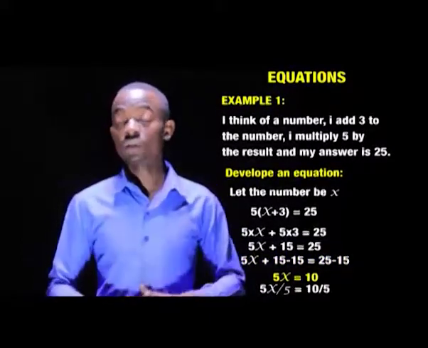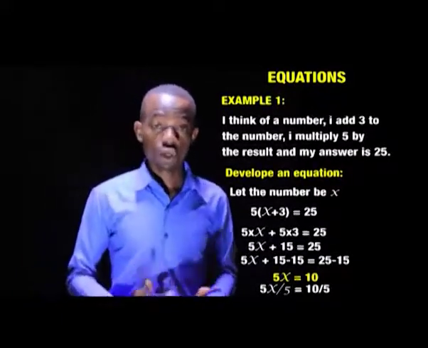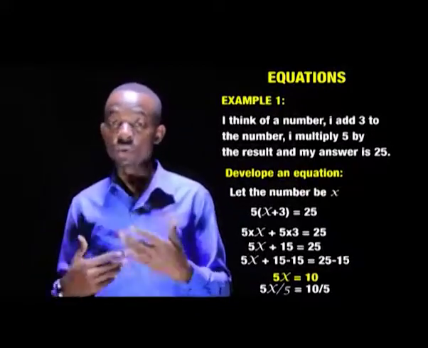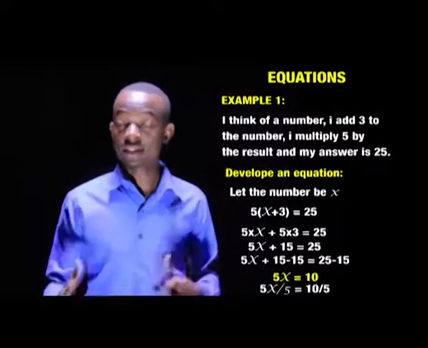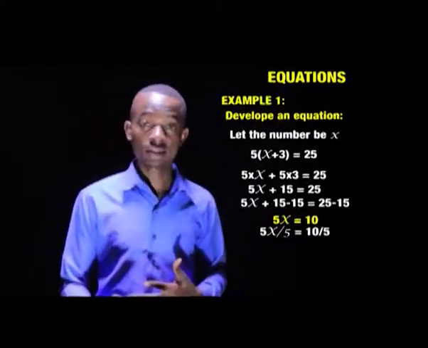Now, how do I get the value of x? I simply divide both sides by 5. So I'm going to divide on the left hand side, and I'm also going to divide by 5 on the right hand side. So in this case, we have an expression as 5x is equal to 10. Like we're saying, I divide by 5 on both sides.